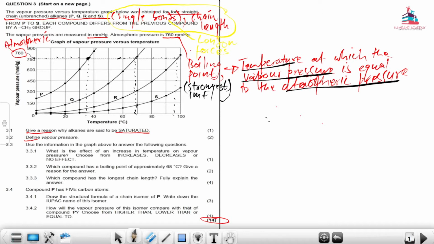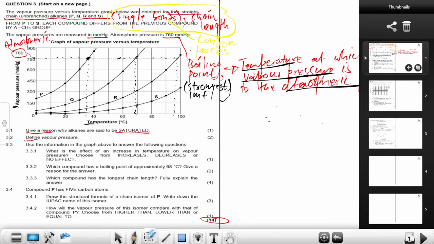So what does that mean in terms of the strongest intermolecular forces? It means compound S must also be the longest in terms of chain length. We will look into that and explain it further. But remember, this is a graph of vapor pressure versus temperature. So I'm going to try and answer questions now because the illustration has been made. So answering questions, let me just duplicate this.